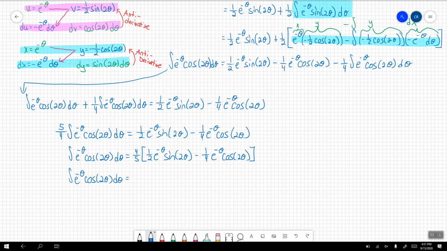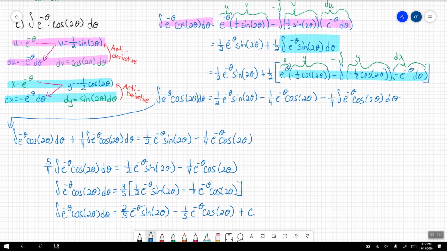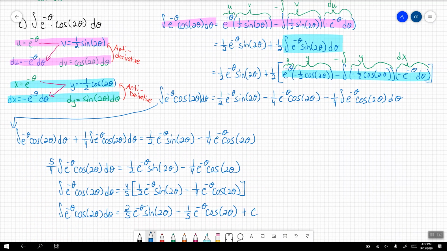Distribute. We now get 2/5 e to the power of negative theta times sine of 2 theta. Again, distribute. We get negative 1/5 e to the negative theta times cosine of 2 theta. And what type of integral is this? This is an indefinite integral, which means we need plus c. And there you are. Easy peasy. Check that out. That is amazing. That is some beautiful work right there, if I do say so myself.